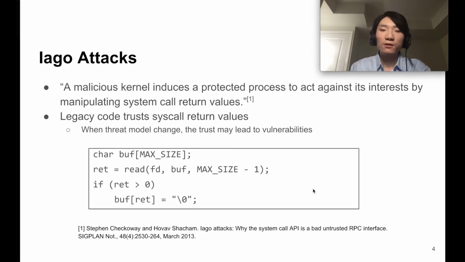In this example, the original developer assumes the read syscall returns a value that won't be greater than max size minus 1, based on the man page. However, if such code gets ported to an isolated environment, the OS is no longer trusted. So it can actually return a large value and trick the application into overwriting an arbitrary byte with 0. If the attacker can somehow guess the memory layout, he could turn some important flags to 0 and change the application's behavior. Therefore, it is necessary to identify and remove Iago bugs in legacy code before they are ported.